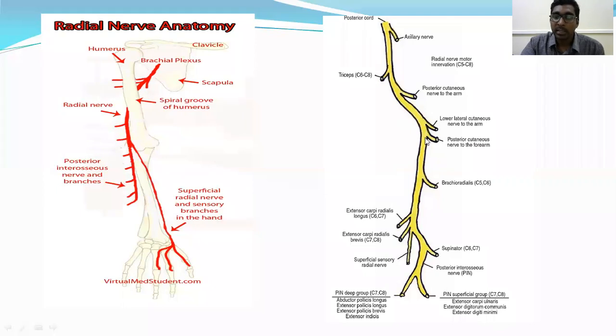And just exiting the spiral groove, it pierces the lateral intermuscular septum and comes up the lateral half of the arm, and then there it gives off 3 branches to brachioradialis, extensor carpi radialis longus, extensor carpi radialis brevis. Then it divides into 2 branches: the posterior interosseous nerve, which is a pure motor, and the anterior sensory branch, which goes along the under surface of the brachioradialis and supplies the radial 3.5 fingers on the dorsal surface of the hand.